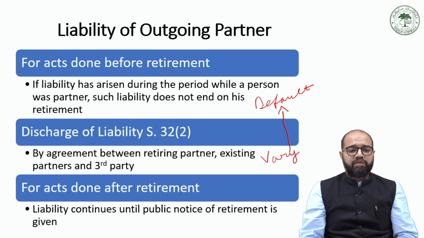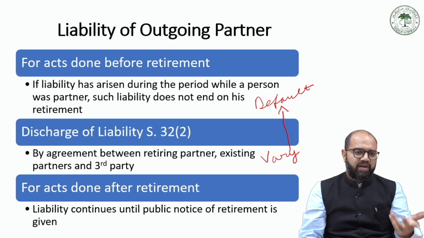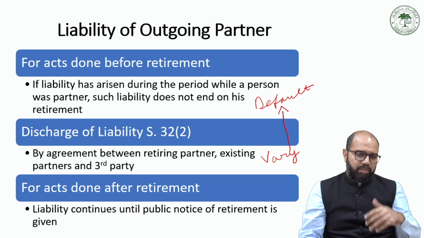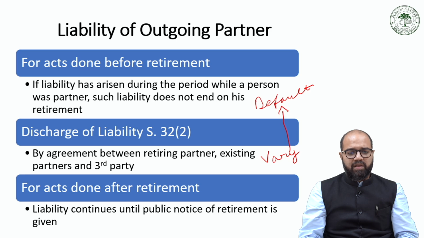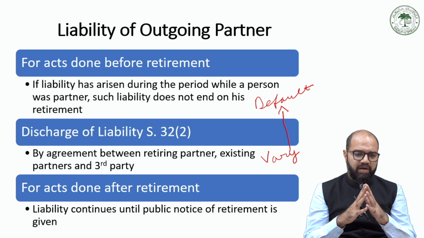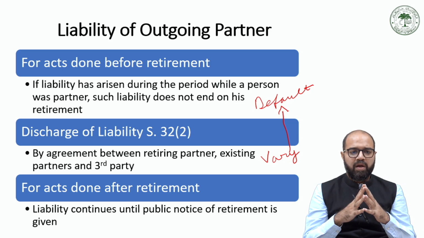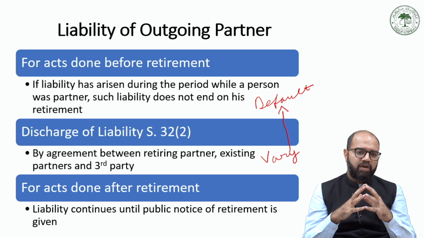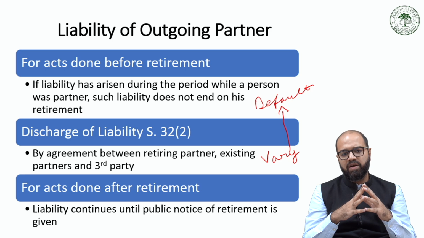So if no such public notice of retirement is given, then the liability of such an outgoing partner continues even after his retirement. But if a public notice has been given, then from the date on which such public notice has been given, his liability ceases to operate. But before the public notice, if any liability is created, the outgoing partner shall be bound by such liability and obligations.